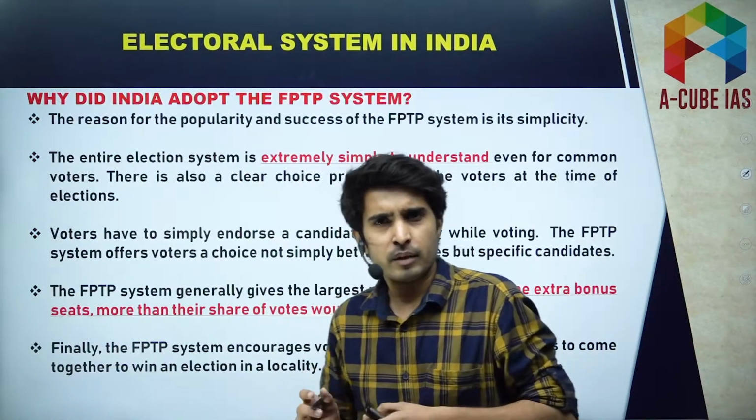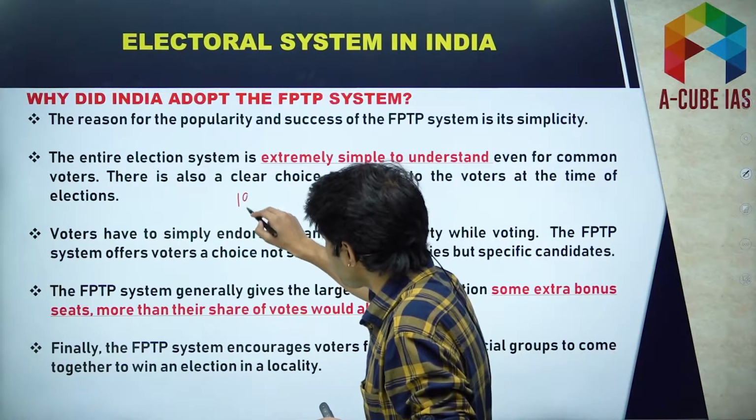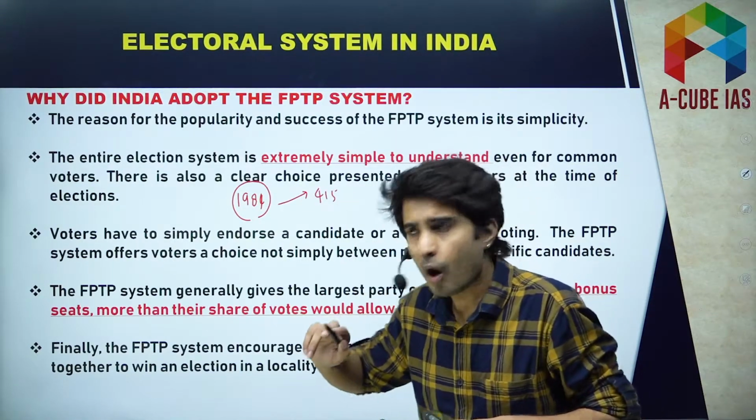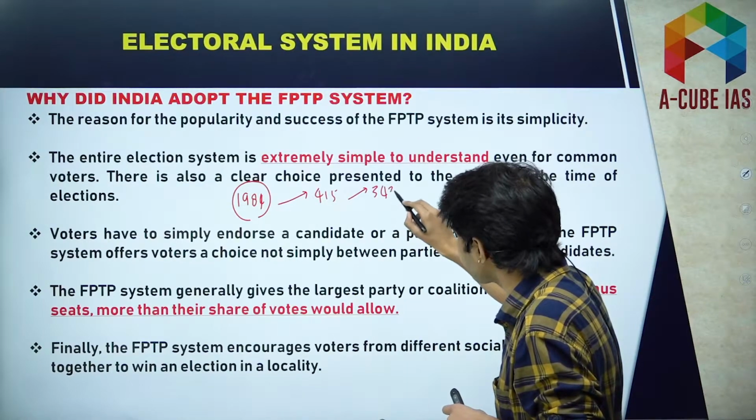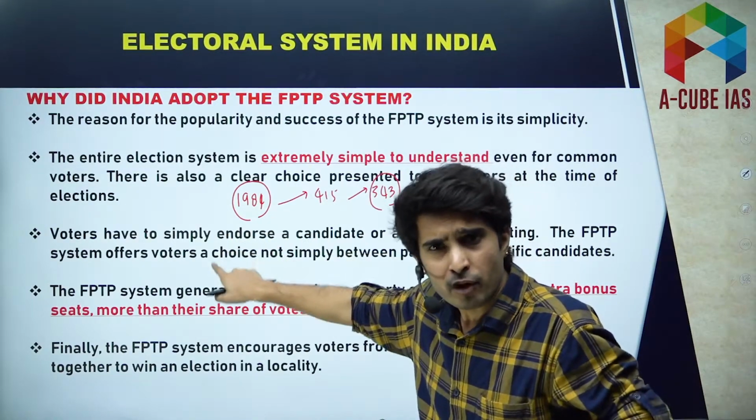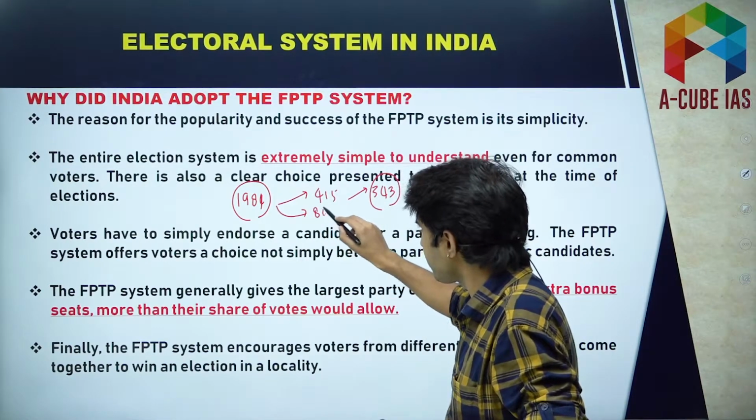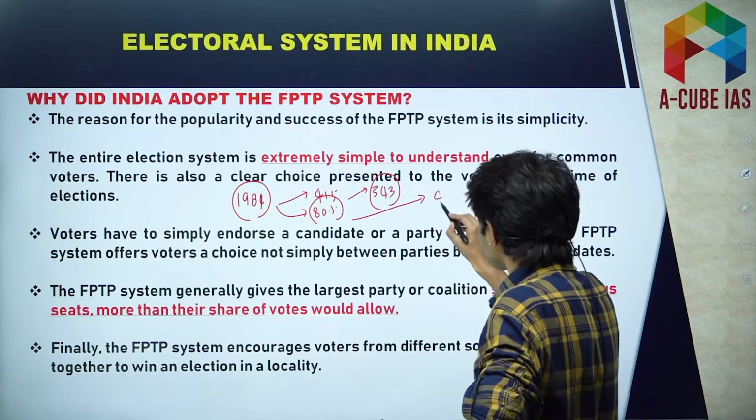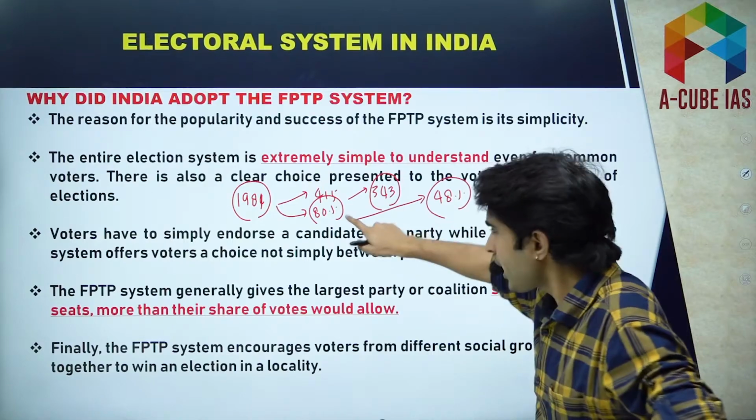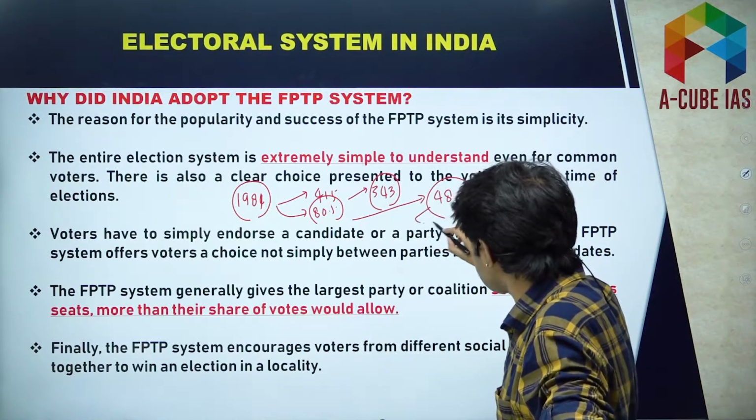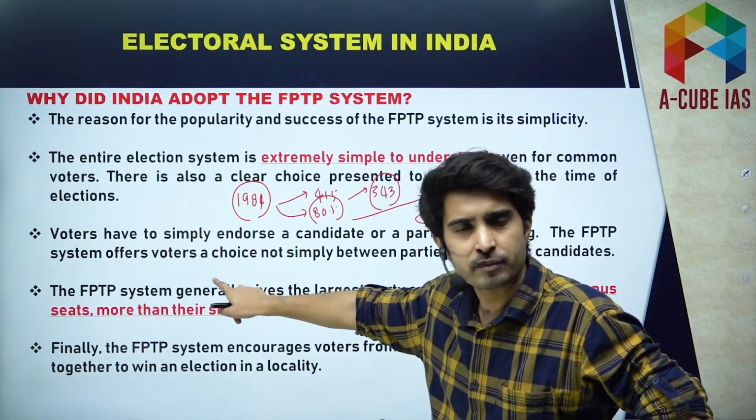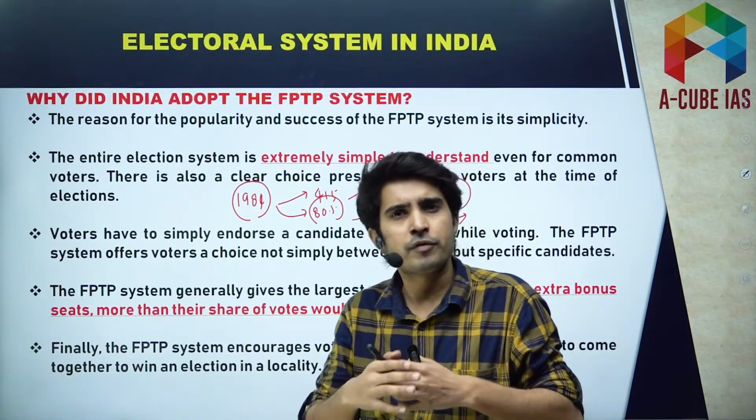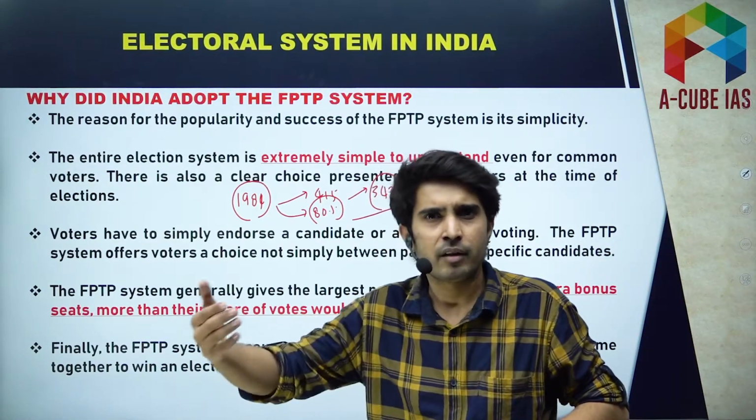Let me give you an example. In 1984, Congress secured 415 seats out of 543. So here, the share of seats was about 80%. But the vote share was 48%. So here you can see that the vote share is less than the share of seats. This is what FPTP is: the number of seats is greater than the vote share.